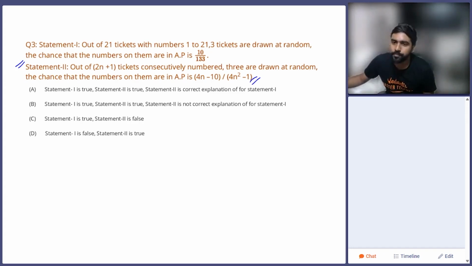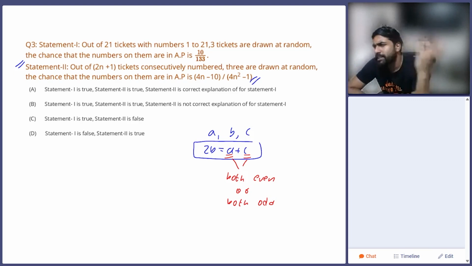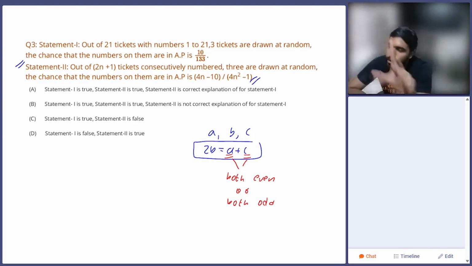So for statement 2, if 3 numbers are present in an AP, I know that the simple relation is 2b should be equal to a plus c over here. Now what this means is the first and the last term that I'm choosing, their sum is an even number, which means they have to be either both even or both odd, right? The sum of 2 numbers is even only when you have both even numbers or both odd numbers. So these are the only 2 possibilities.